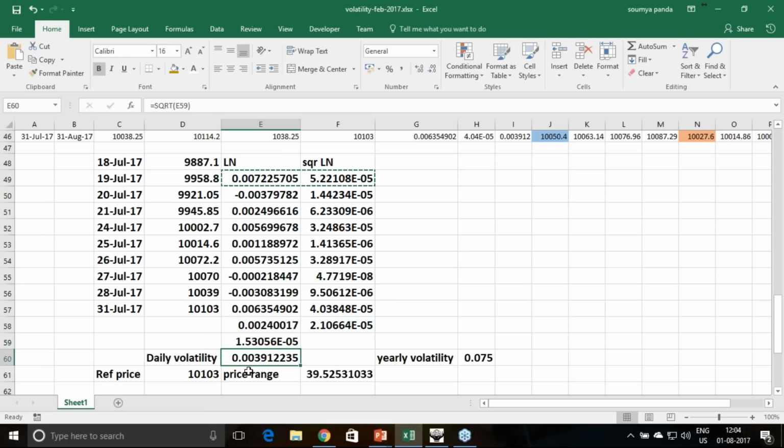So this is 1.53 and some values has come. This is known as the variance. This is the statistical term, and you have to just take the square root of this particular variance.